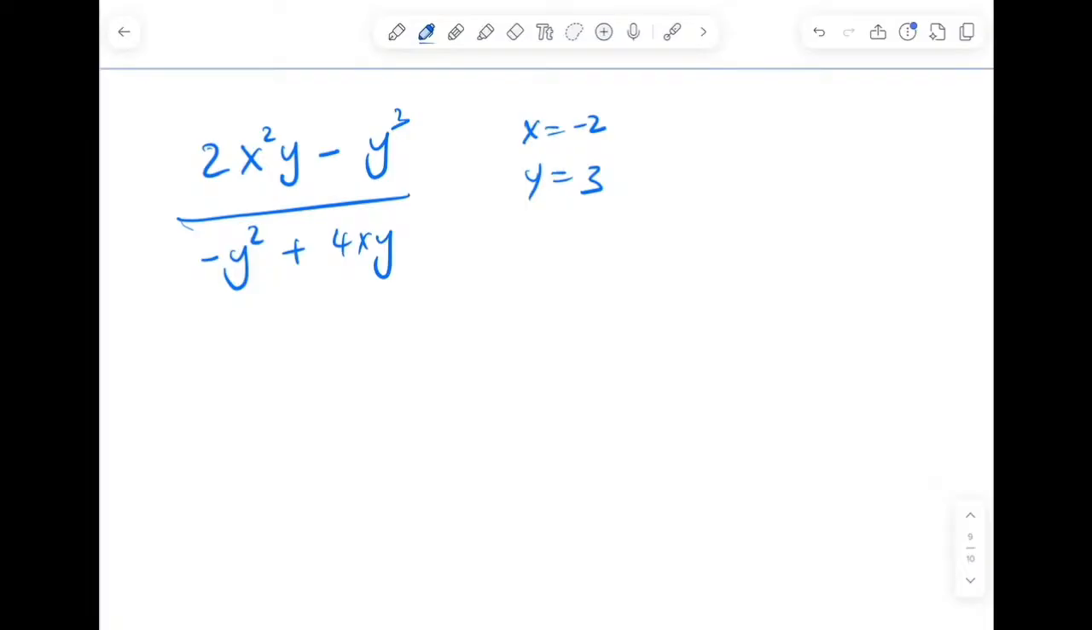But here's the thing. When you substitute, a lot of people don't put parentheses. If you don't put parentheses, the answer is guaranteed wrong. It's guaranteed wrong, because you don't see the order of operations.